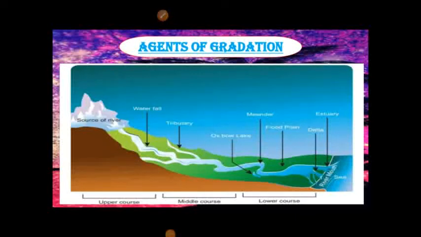Agents of gradation. Running water, river. The work of running water is the most extensive among all the other agents of gradation. Rivers originate on higher landforms like mountains, hills, and plateaus that receive water from various sources like rain, glaciers, springs, lakes, etc. The place where the river originates is called its source, and where it joins the sea is known as its mouth.